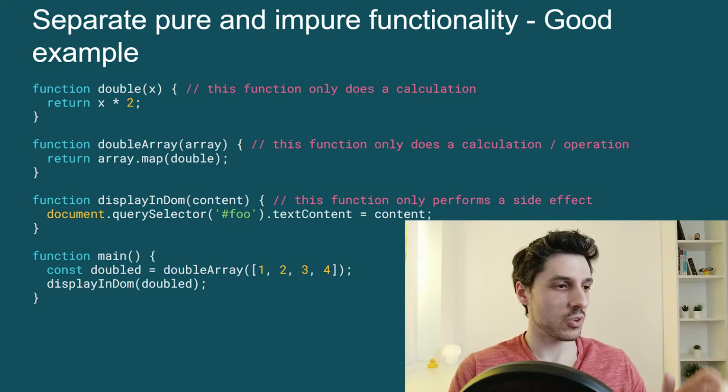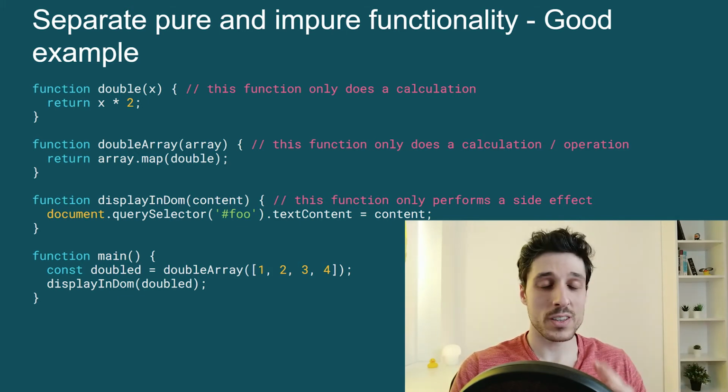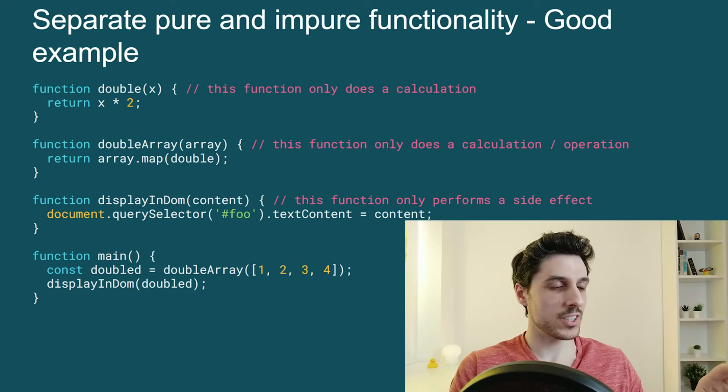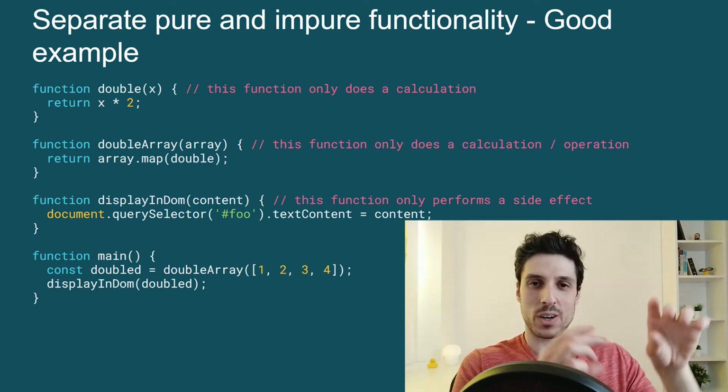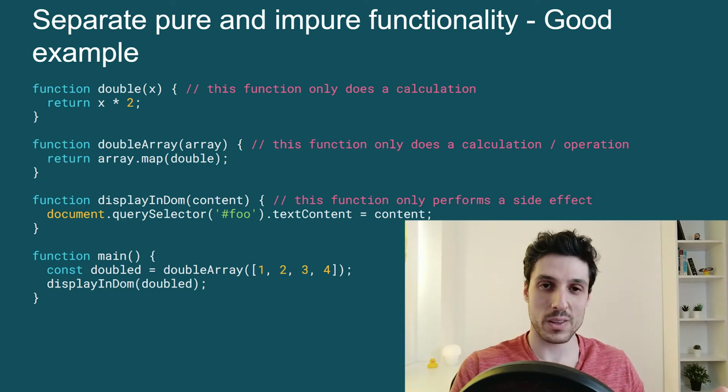So you have a function called double array, which only does a calculation or an operation. So that's pure and that's good to go. Then you have the function display in DOM, and that's the function that has the side effect. So again, those two are separate, so they're easier to work with now.